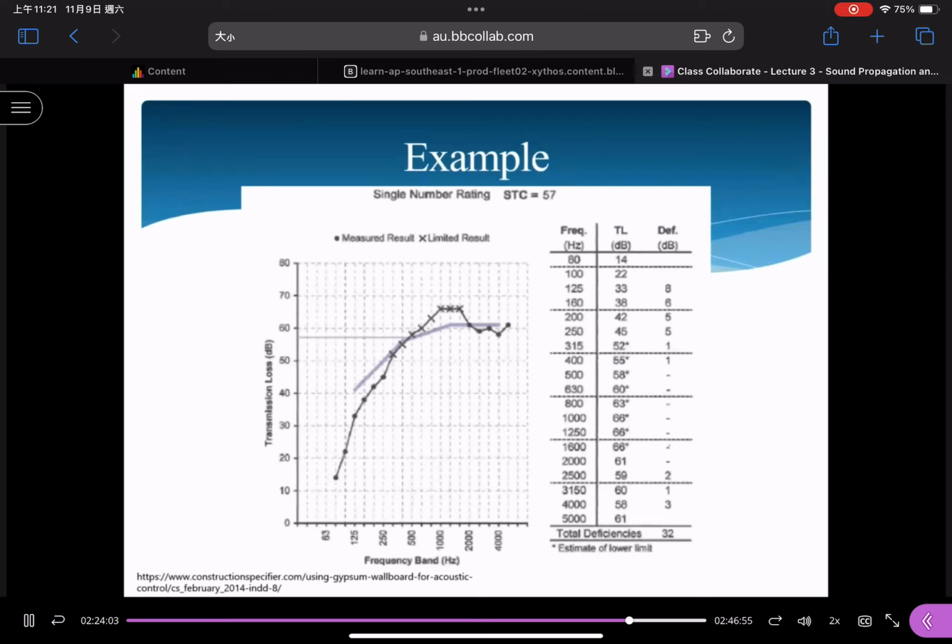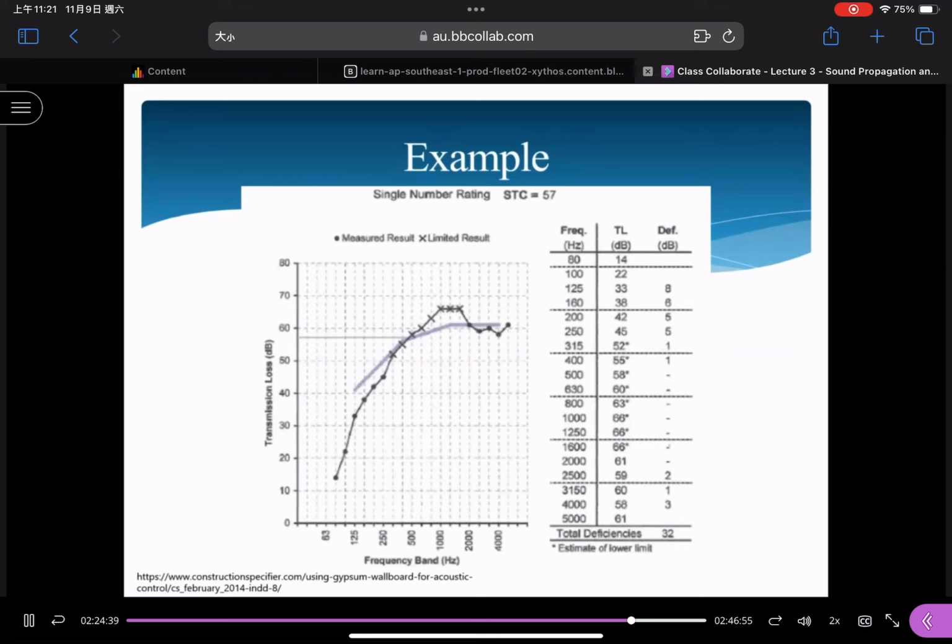The total deficiencies, when you sum up all the data here, is 32. We can fulfill the second condition. But when you look carefully at this table, for some of them we do not need to calculate the deficiency. For example, at 500 hertz up to 2K hertz, we do not present any data here. Correct? Why? Please take a look at this figure.